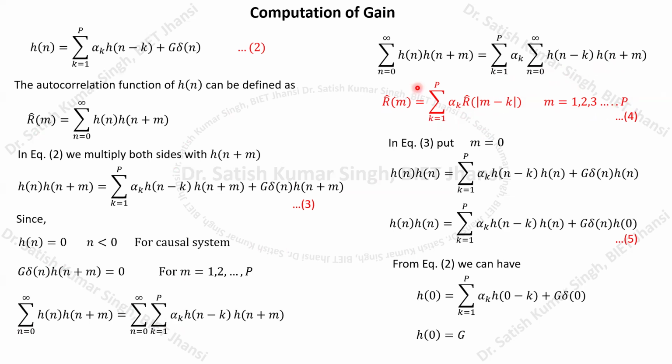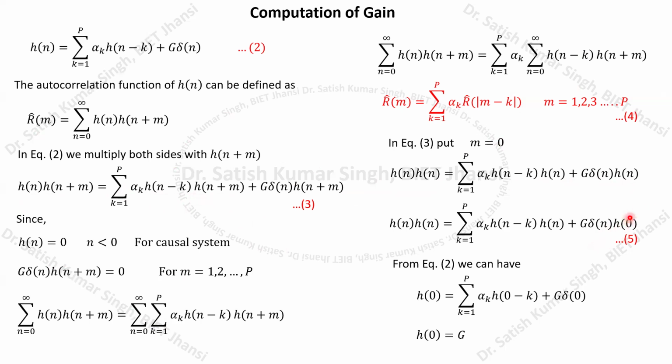Now if we go back to equation number 3 and substitute m equals 0, the left hand side becomes h[n] multiplied with h[n]. In the right hand side, the equation becomes h[n-k] multiplied with h[n], plus g delta[n] h[n]. Because it is multiplied with delta[n], this product becomes delta[n] into h[0]. Now we have to think about what the value of h[0] should be.